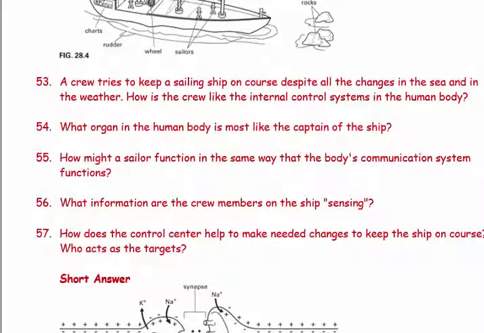Number 57. How does the control center help to make needed changes to keep the ship on course? Who acts as the targets? Okay, so the captain is going to receive the information from the lookout and the sea and the weather conditions, and then he is going to send messages to tell the crew, which are his targets, how to work together and how to do the job in order to maintain the ship on course.